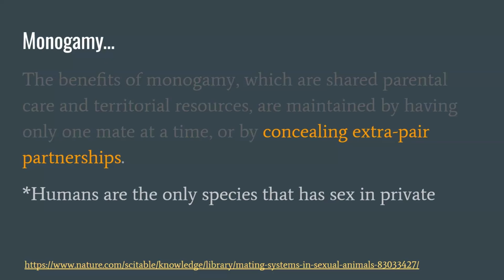Humans are the only species that has sex in private. Here's another unique thing about humans. No other species goes off into the bedroom and shuts the door when they have sex. Only humans. And why is that? Because it's built-in discretion, right? The propensity to do that helps you be automatically discreet about your extra pair bondings.